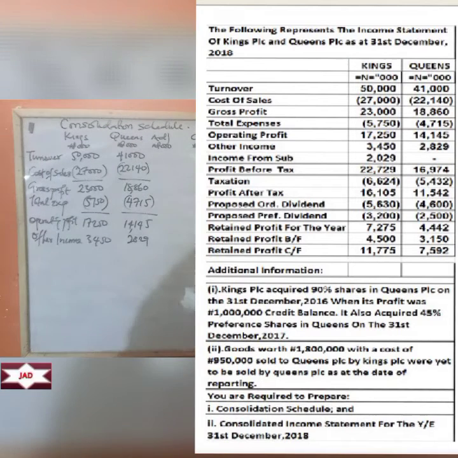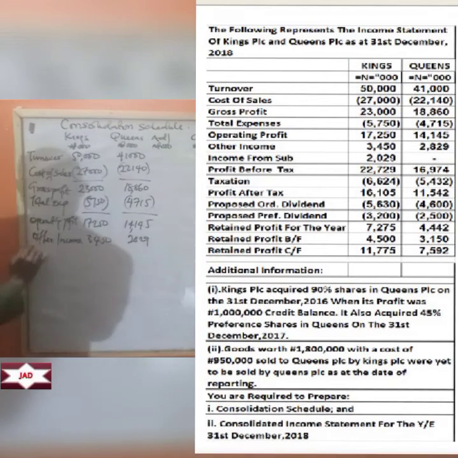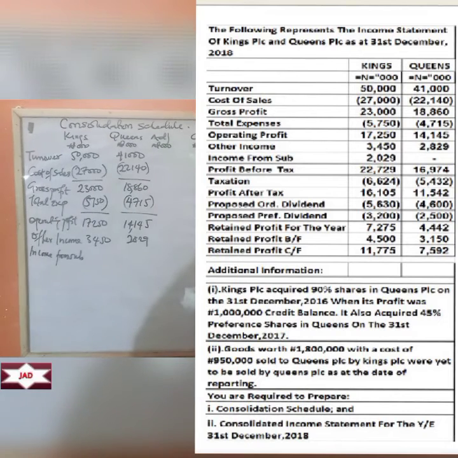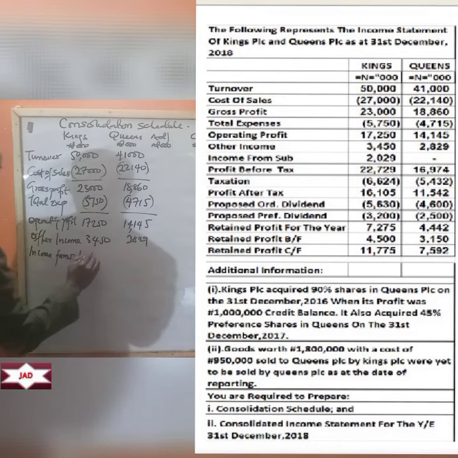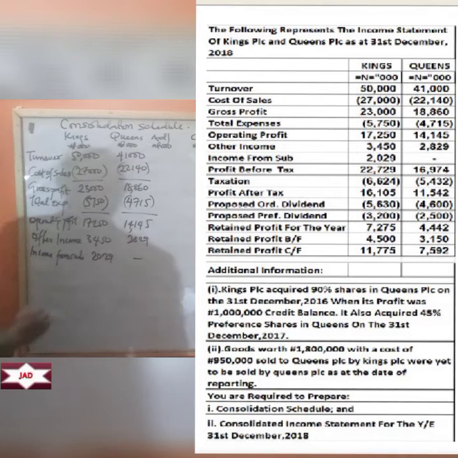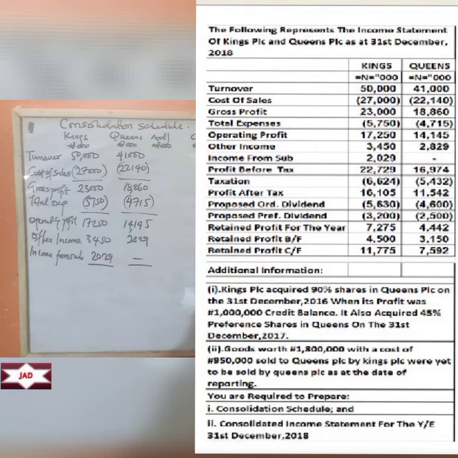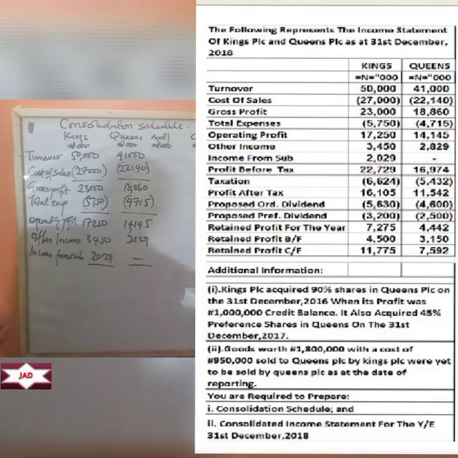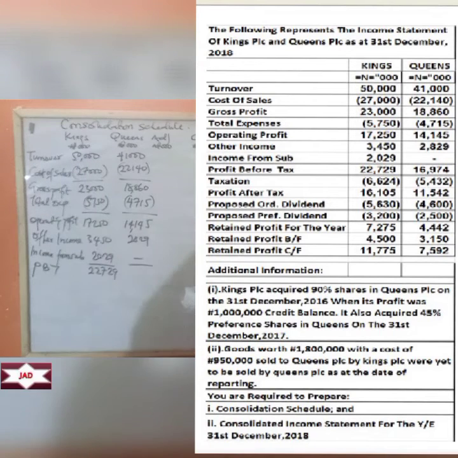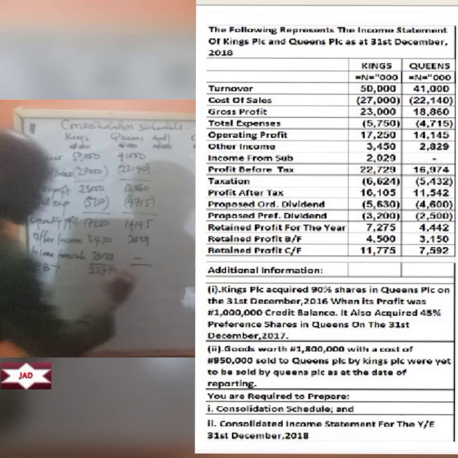Now what do we have? Income from subsidiary. What do we have? 2,029. That's up there, the subsidiary. Okay. What do we have? 22,729. So this is profit before tax. 16,974.